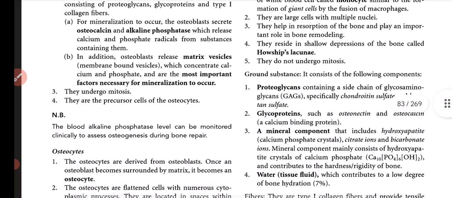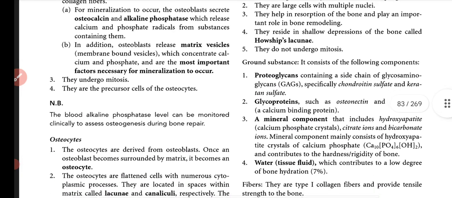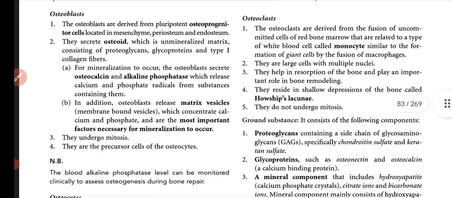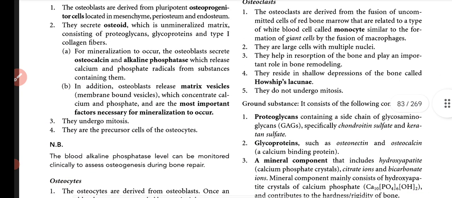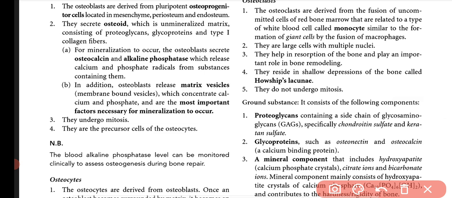In addition, osteoblasts release matrix vesicles, which concentrate calcium and phosphate and are the most important factors necessary for mineralization of the bone to occur. The osteoblasts also undergo mitosis, and they are the precursor cells of the osteocytes.